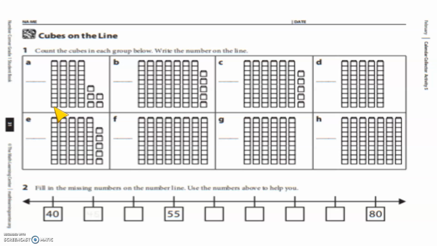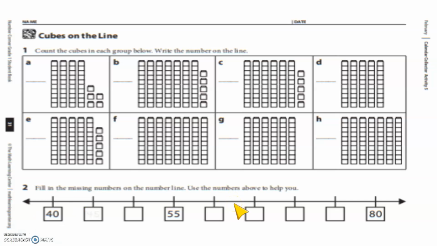So for example, we'll do the first one together. We have 10, 20, 30, 40. Four longs, which are equal to 40, plus 41, 42, 43, 44, 45. So we would put the number 45 here to explain how many cubes we have in box A. Then you're going to do the same thing for each one of these boxes.